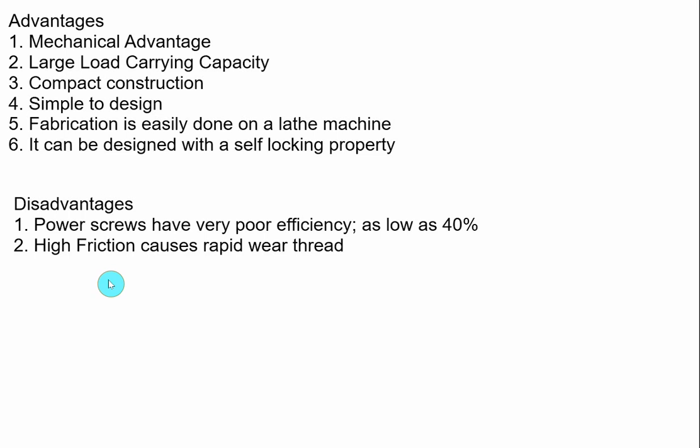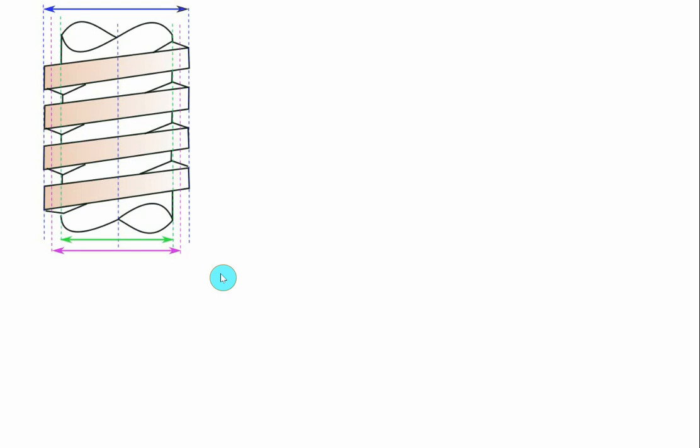Disadvantages of the power screw are that power screws have a poor efficiency, and therefore a ball screw is normally used because of the low efficiency of 40%. High friction causes rapid wear of the thread. These are the two disadvantages of the power screw. Whereas in the case of a ball screw, we have low friction and high efficiency as compared to the power screw. So either we are using the square thread or we are using the acme thread.